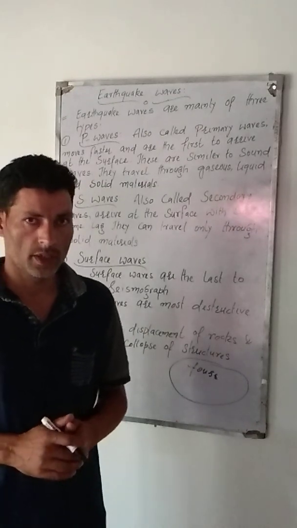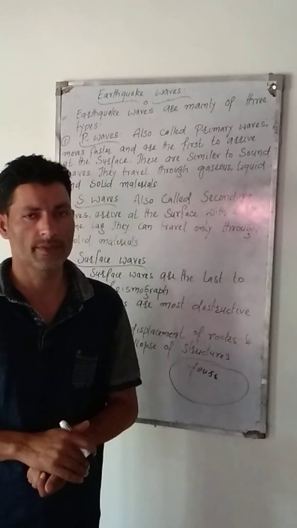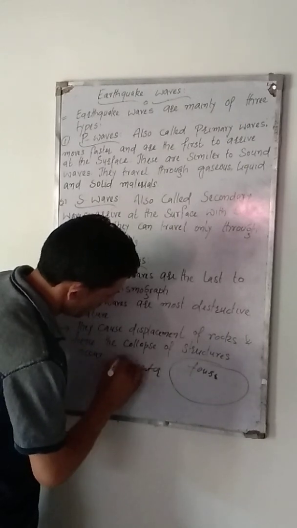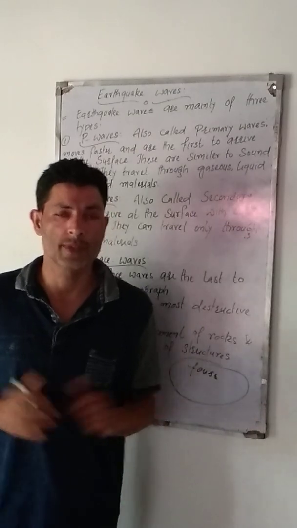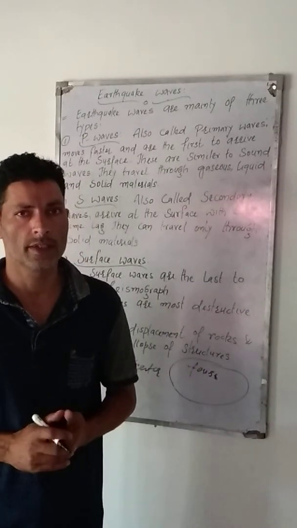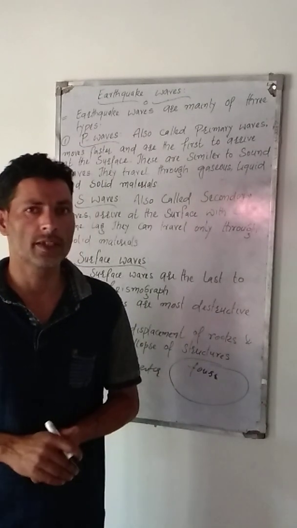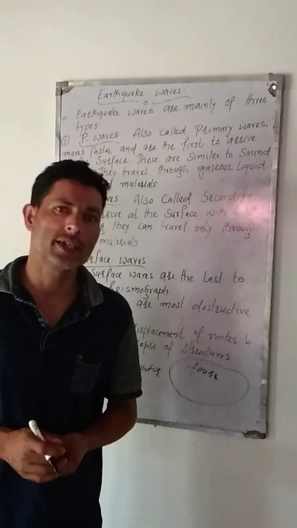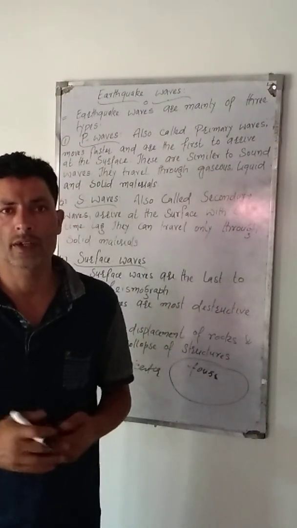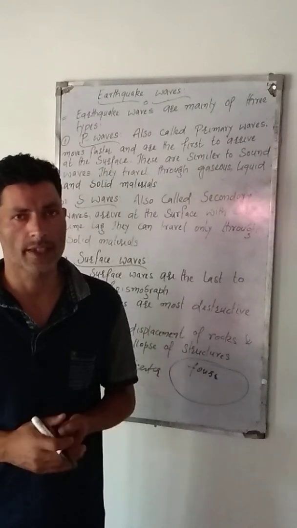And the point on the surface of the earth where it originates is known as the epicenter of the earthquake. These two points we must remember: the initiation of the earthquake beneath the surface of the earth is known as the focus, and the point on the surface is the epicenter, which is recorded by the seismograph. We measure the intensity of the earthquake through the Richter scale.